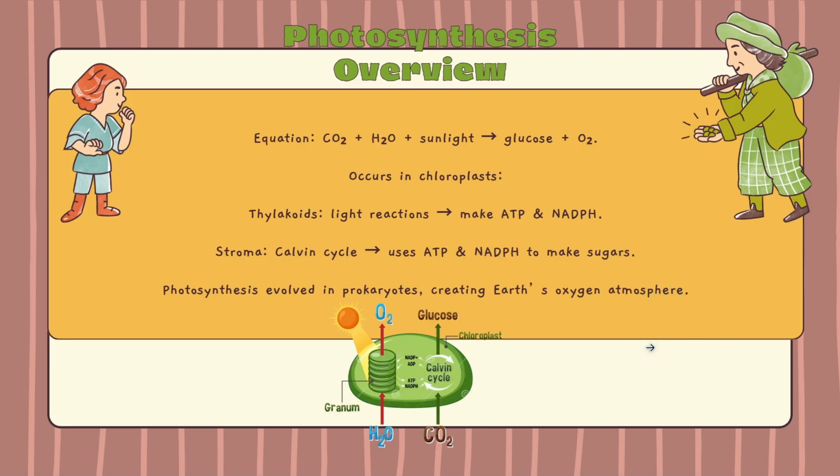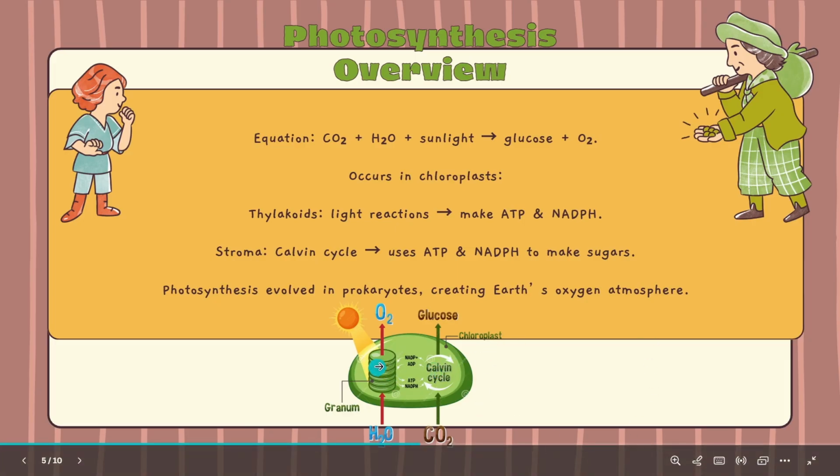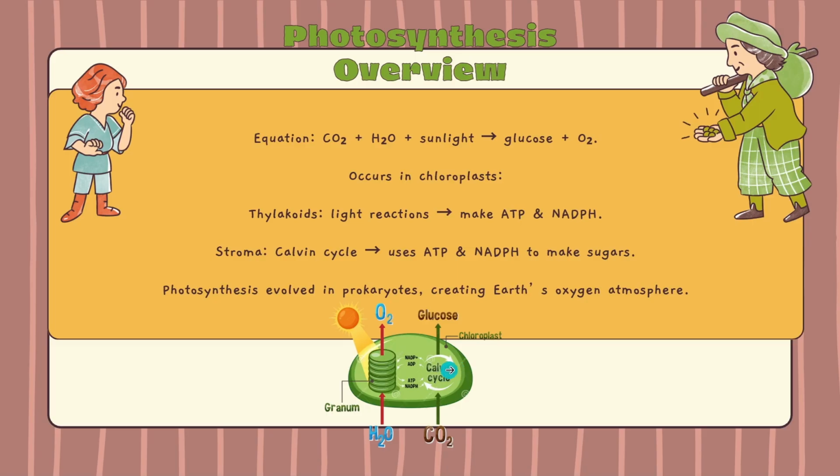Photosynthesis overview. Photosynthesis can be summarized with this equation: carbon dioxide plus water plus sunlight equals glucose plus oxygen. It occurs inside the chloroplast, specifically the thylakoids, where light reactions produce ATP and NADPH, and the stroma, where the Calvin cycle uses that ATP and NADPH to build sugars. This process began in ancient prokaryotes and eventually created the oxygen-rich atmosphere that supports life today. So right here you can see a Calvin cycle.